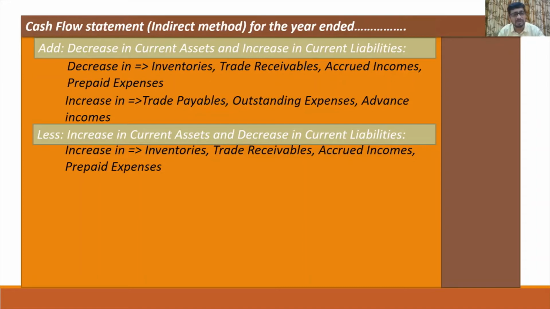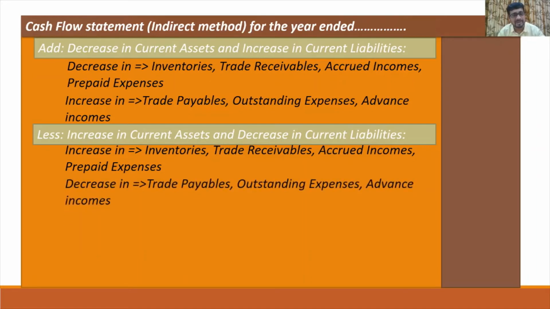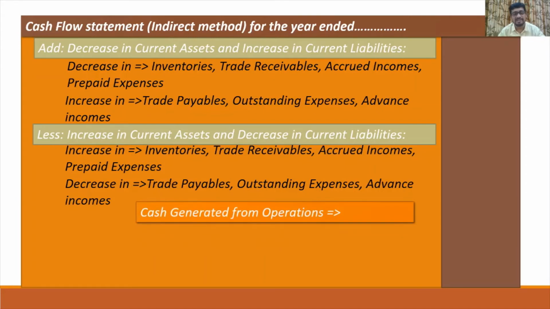Simple principle, simple rule. Like here, decrease in trade payables, outstanding expenses, advance incomes. These are current liabilities. If a current liability decreases, it means cash goes out. We subtract. What do we get? Cash generated from operations. This is the third stage, children. You need to reach up to this stage. And finally, whatever you get, you need to subtract income tax paid.